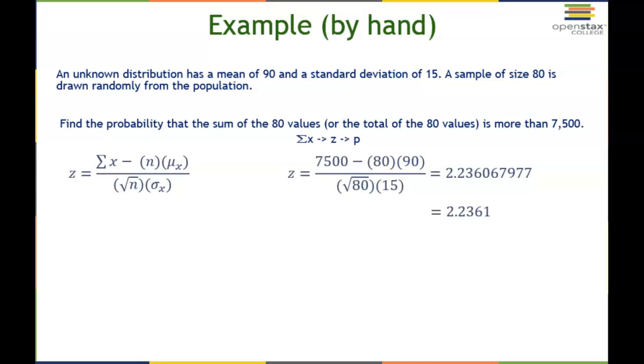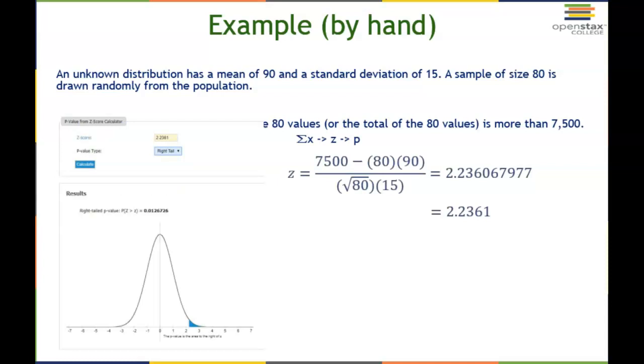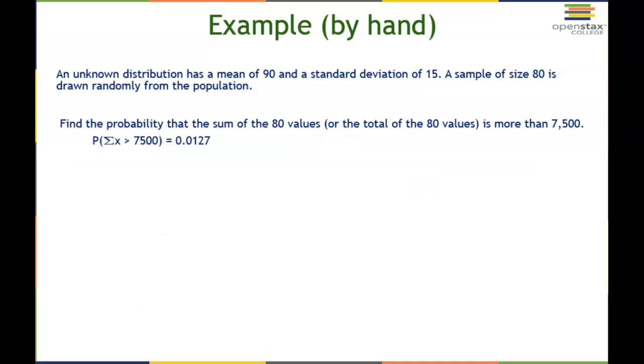So this is a right-tailed probability. Keying it in, making sure that we're on a right tail, we get the probability that our sum is greater than 7,500 is equal to 0.0127. Let's now find the sum that is 1.5 standard deviations above the mean of the sums.